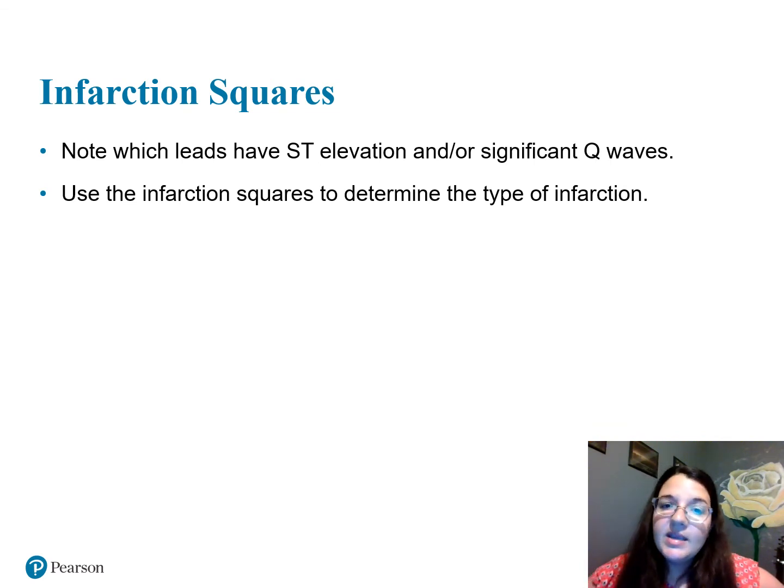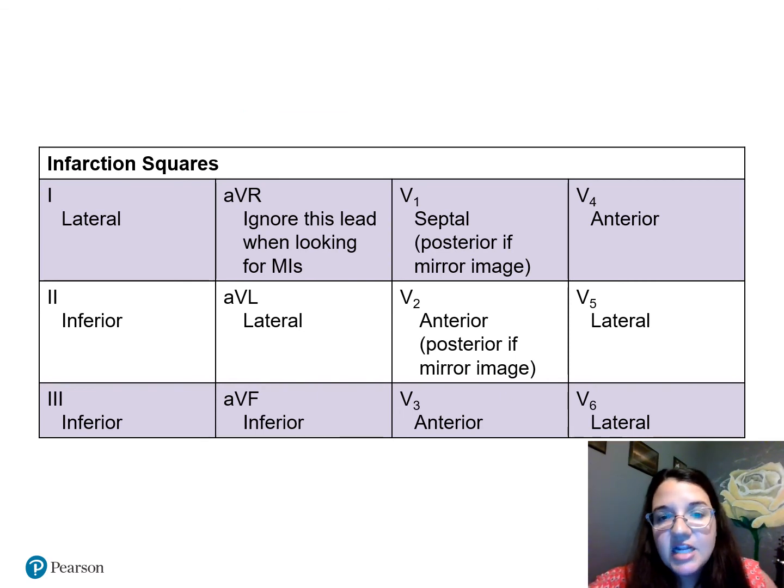All right. We're back to our 12 lead, which is EKG 2, right? But you need to learn all the parts, just like EKG 1, you had to learn all the steps. Now we're going to look at your 12 lead. We're going to note which leads have ST elevation or a significant Q. Use the infarction squares to determine the type of infarction. So wherever we see that ST elevation or Q wave, is going to tell us what wall of the left ventricle we're looking at. Where is that infarction? So this is another chart you need to just put into memory.